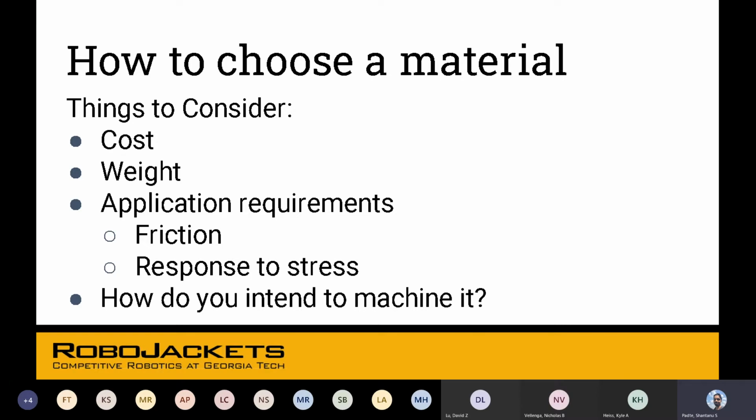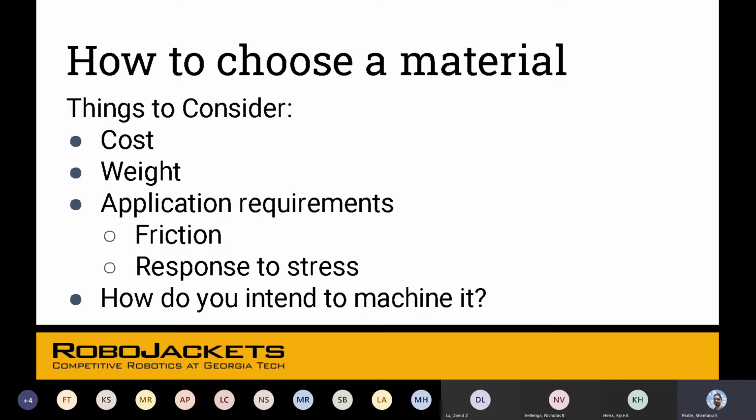You're trying to make a part or a machine or whatever. Usually these things are like cost of the material, depending on how it costs per gram or per unit volume, the weight of the material, so how heavy you want your part to be, how light do you want it to be, does it need to move fast or is it not going to move at all? Application requirements such as friction or response to stress.